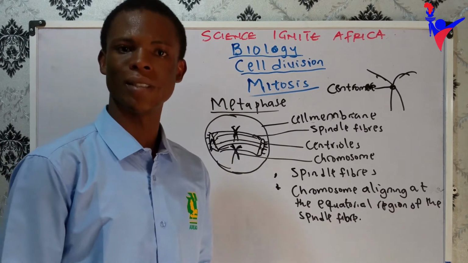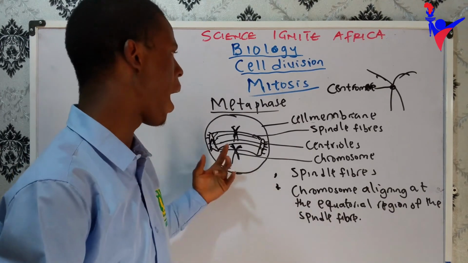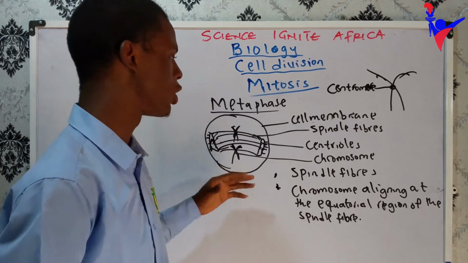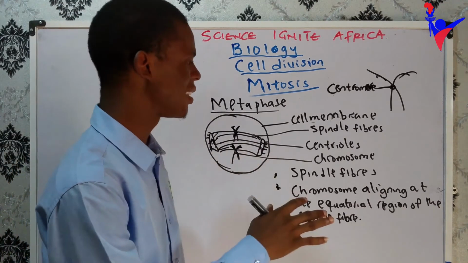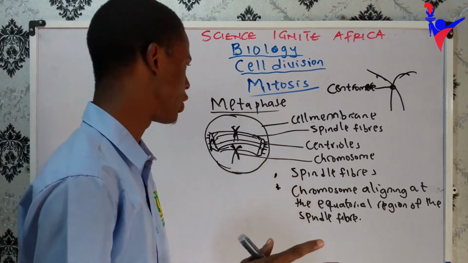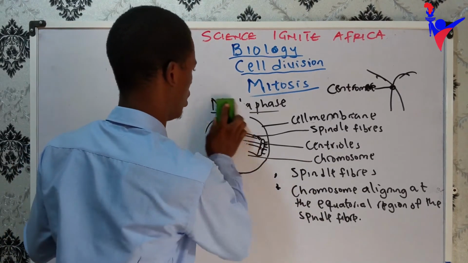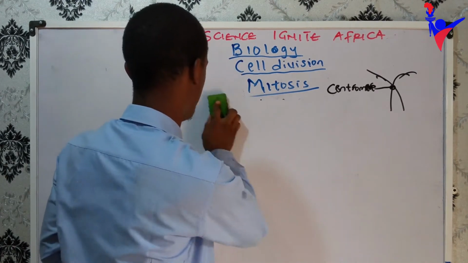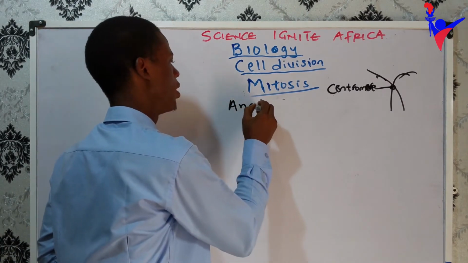Don't forget, we're on the mitotic division stages. We've talked about our interphase stage and our prophase stage. We are now at the metaphase stage of the cell division, and the next stage we'll be moving on to is the anaphase stage. I believe you've put down what's on the board now. So the next stage is the anaphase stage.